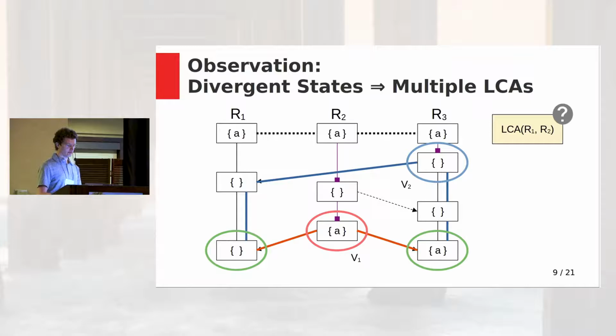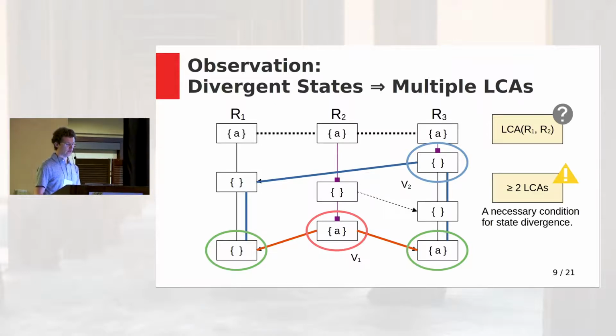But actually, there's a second one that is also an ancestor of both, and it's not causally related to V1. Neither V1 nor V2 have seen each other. And so it's actually also an LCA. So in fact, we've shown that this condition of having two LCAs between two states is necessary for those two states to have diverged.